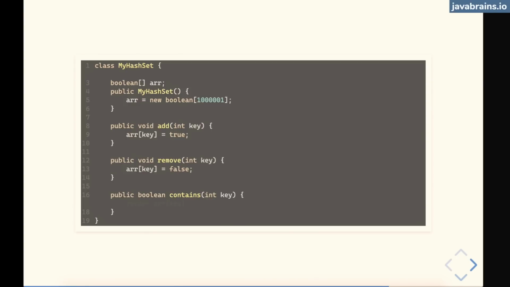And contains is fairly simple as well. All I'm doing is returning array of that key. If somebody had added it, it would be true, so this is going to return true. If somebody added it and then removed it, it's going to be false, so this is going to return false. If nothing was added there at all, it's going to be false as default, so contains is going to return false, right? Simple implementation, very, very simple.